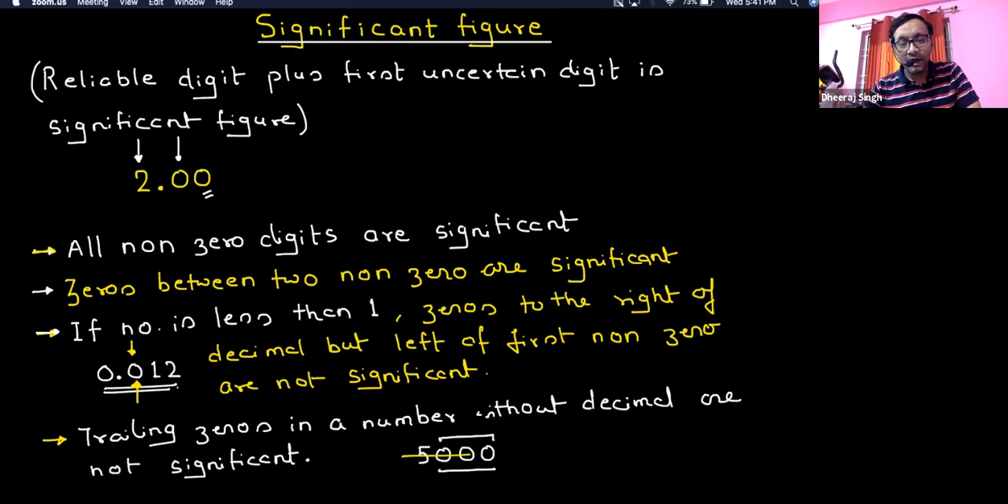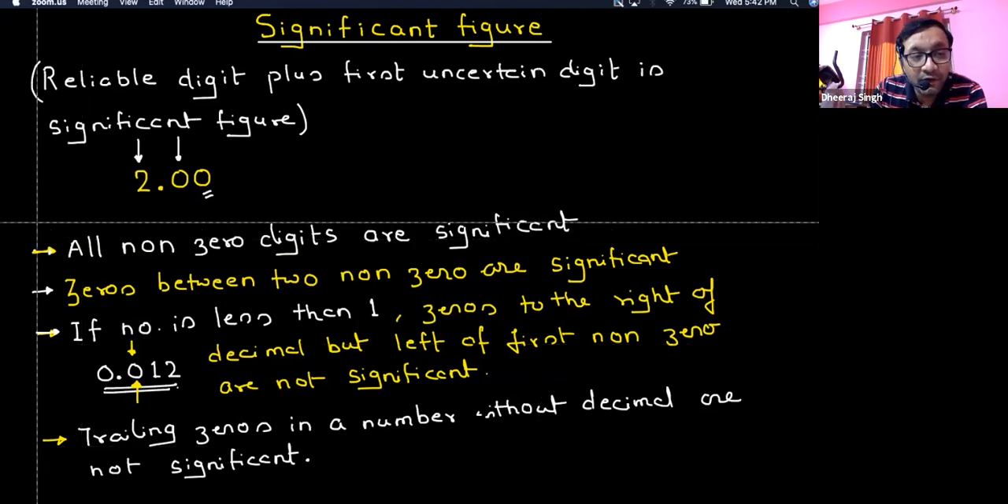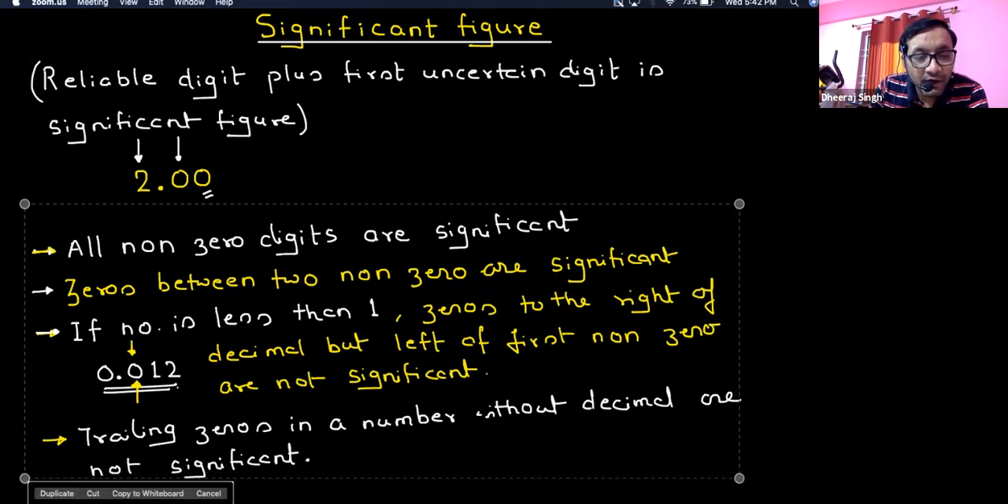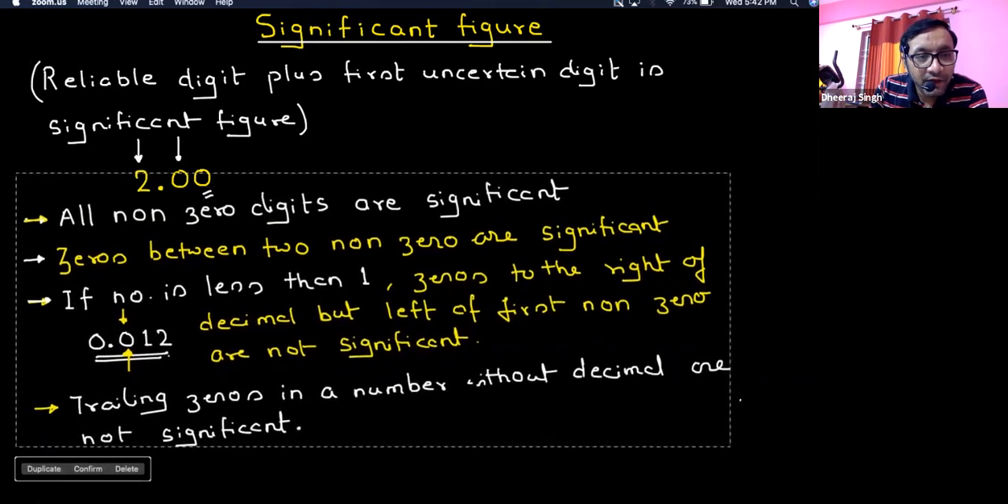Getting it? I hope all of you have understood these 4 rules. There is one more rule. All of you write down, trailing zeros in a number with a decimal place. What do you think? Will it be significant or not? Trailing zeros in a number with a decimal place, will they be significant or not? All of you answered. Trailing zeros in a number with a decimal will be significant or not?